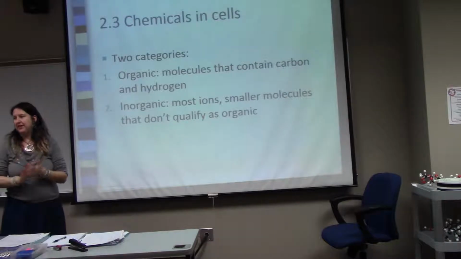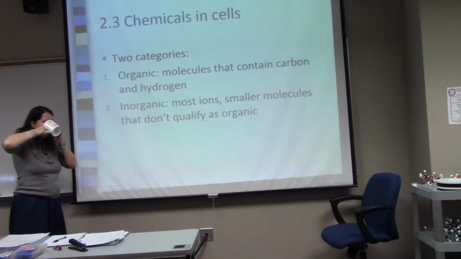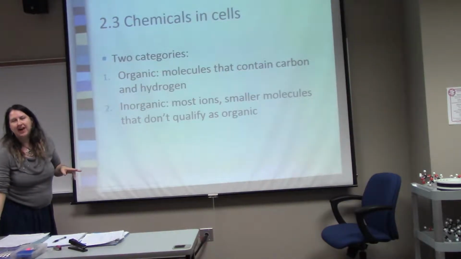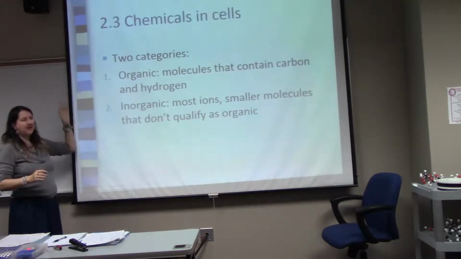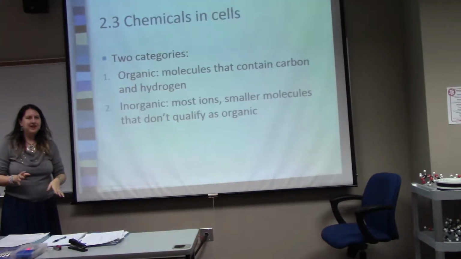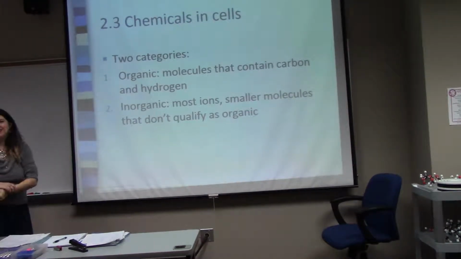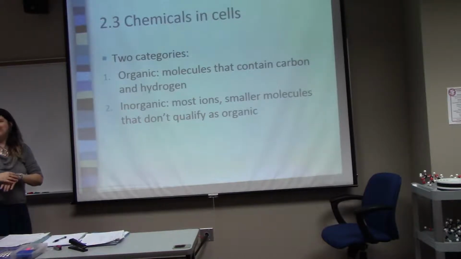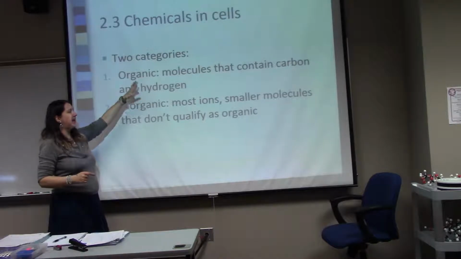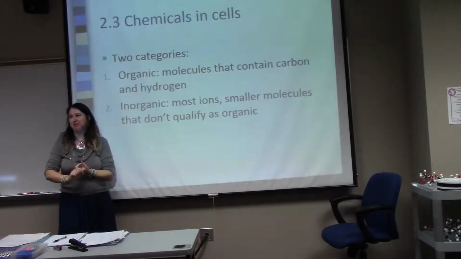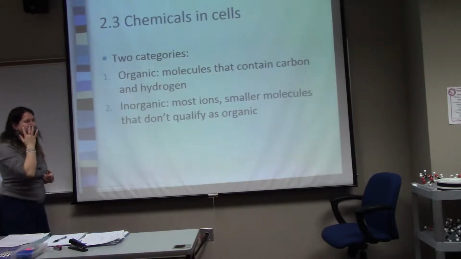We're picking up with chemicals in cells. There are two categories of chemicals, organic and inorganic. What makes a chemical organic is not that it was grown without pesticides. In fact, a lot of the pesticides are chemically considered organic molecules. It means it has to be a molecule, so there are covalent bonds in it, and it contains both carbon and hydrogen.